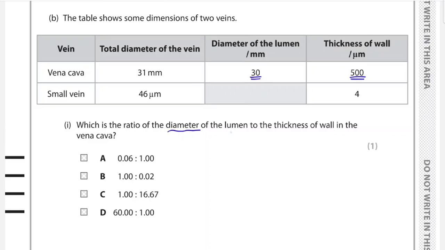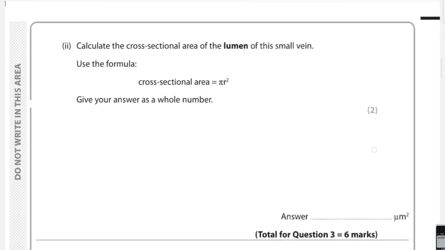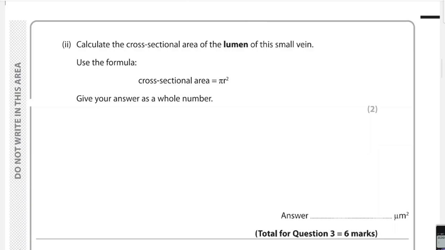If I want the ratio of the diameter of the lumen, I'm going to start with the lumen, which is 30 millimeters. Let's convert the 30 millimeters into micrometers, and we're gonna multiply by 1000, making it 30,000 to 500. You can simplify it using your calculators, and the simplest form will be 60 to 1, which is D, so D is my answer. The next question was kind of tricky, so pay attention to this idea.